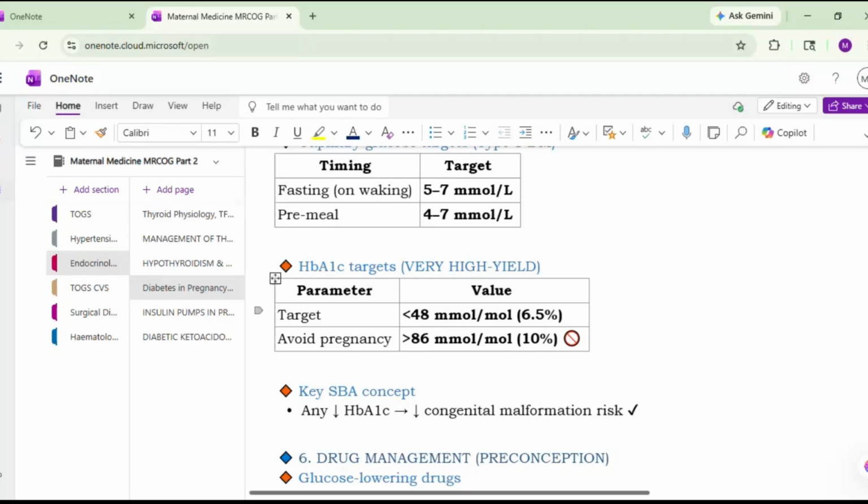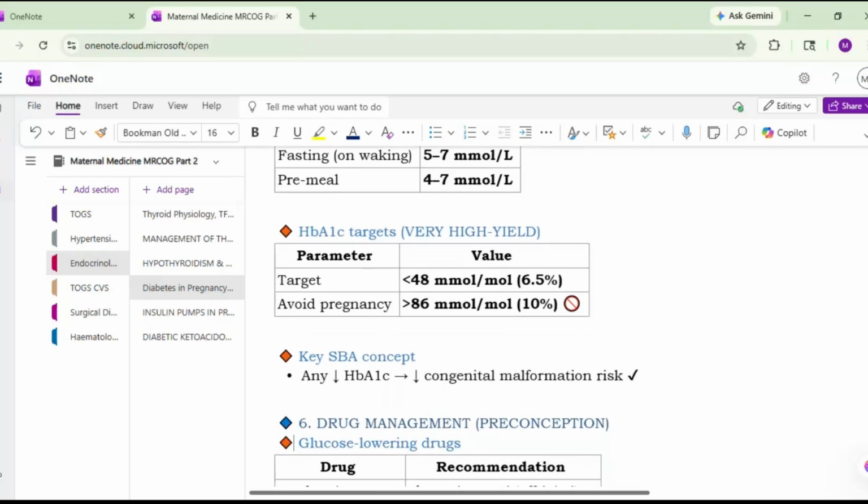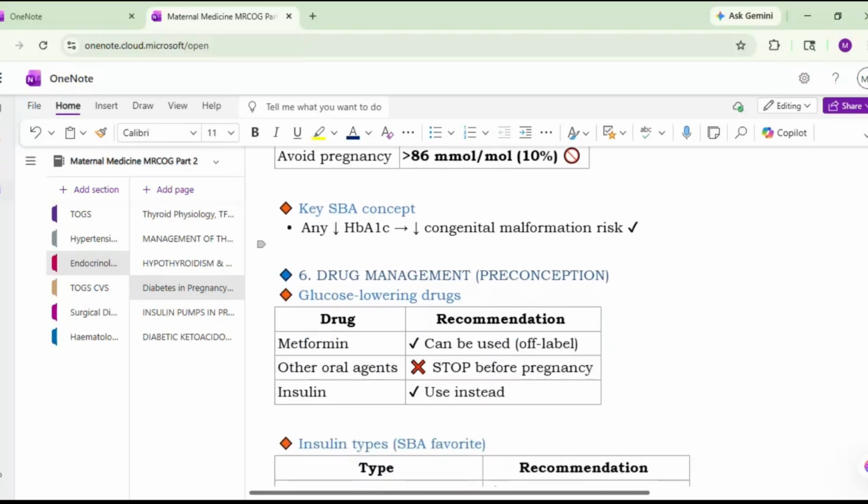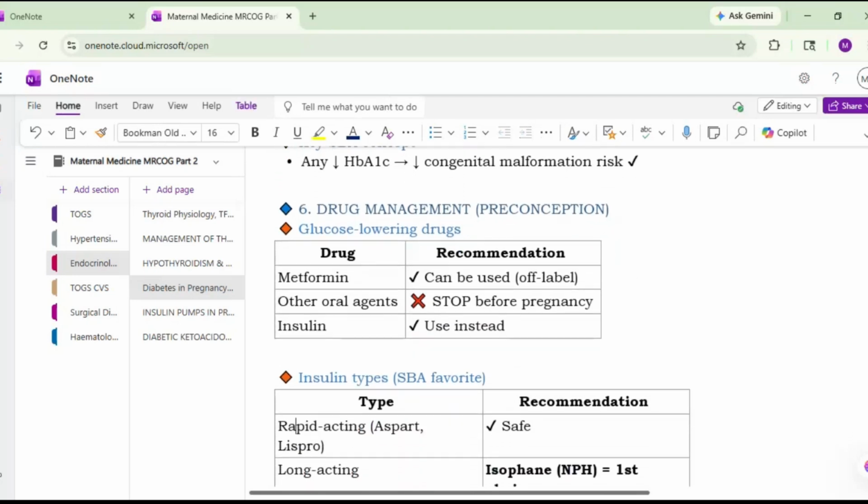Sometimes they will be given only these values in millimoles. So 10% corresponds to 86 millimoles, and 6.5% corresponds to 48 millimoles. Any reduction in the HbA1c will also reduce the risk of congenital malformation, so that needs to be explained in the preconceptional counseling.